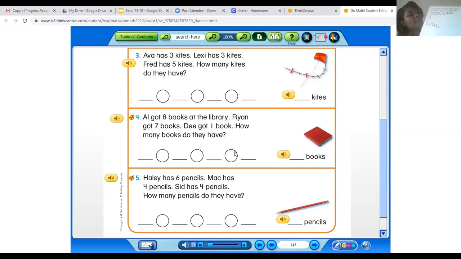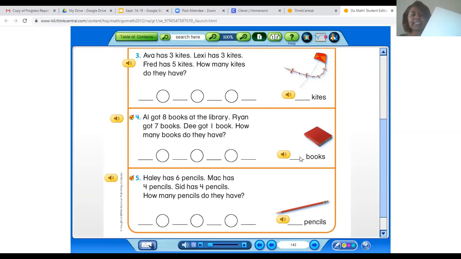All right, so let's count them all up. 1, 2, 3, 4, 5, 6, 7, 8, 9, 10, 11, 12, 13, 14, 15, 16. Okay, so how many do they have altogether? 16. That is my sum. So 16 books. All right, let's look at number 5.